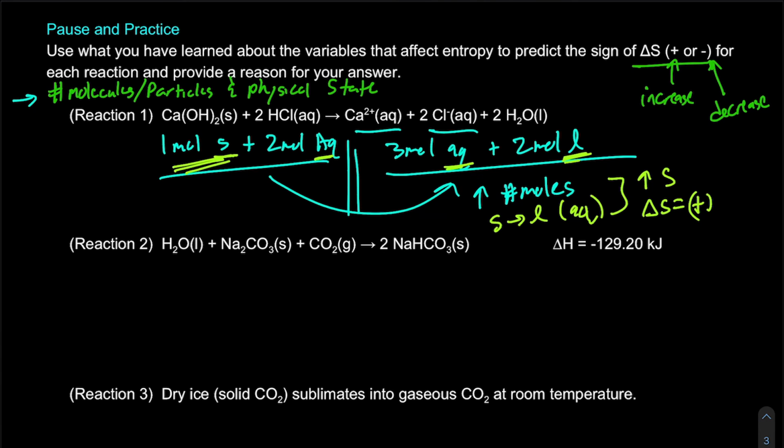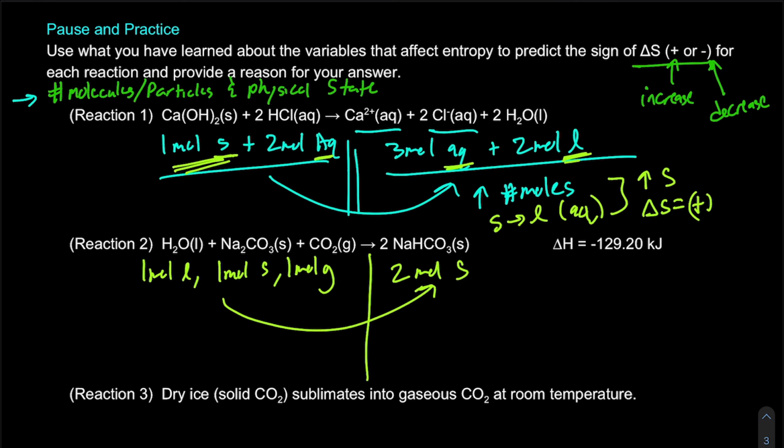Reaction 2, again, we look at our reactants and products. So it looks like we have 1 mole of a liquid, 1 mole of a solid, 1 mole of a gaseous molecule, and then we have 2 moles of a solid. So again, as we go from reactants to products here, we have decreased the number of moles. And what we've done is we've gone from a liquid, a solid, and a gas physical state to just a solid physical state. And so both of those tell us that we have a decrease in entropy as this reaction occurs, or our entropy change is negative. And that is because of those 2 contributions that we just talked about previously, the number of particles and the physical state.